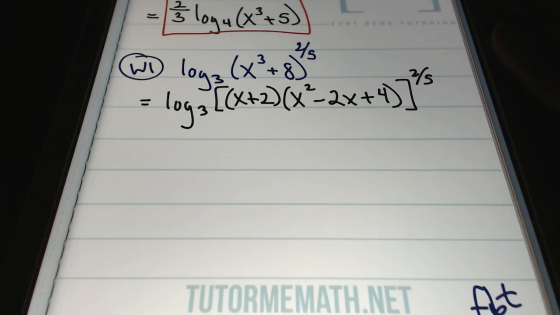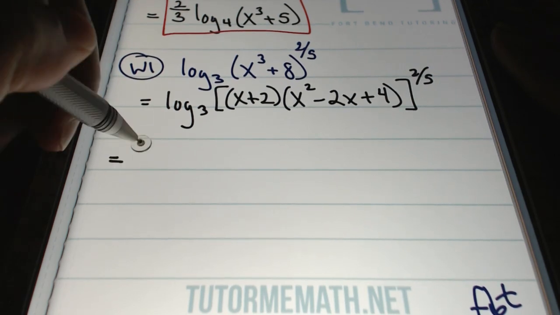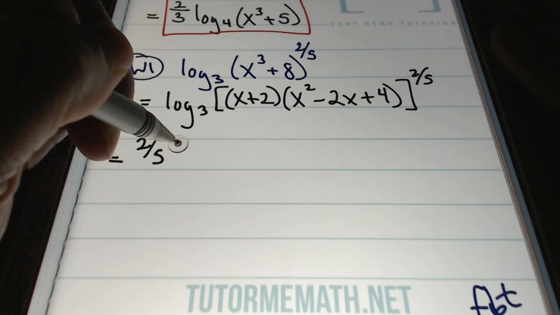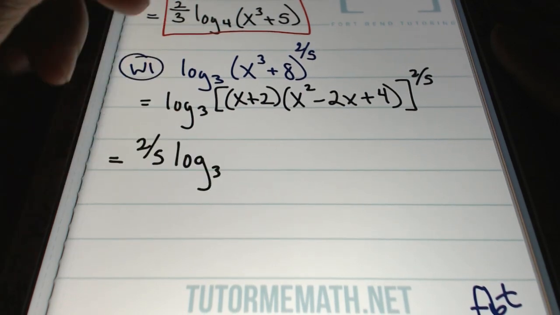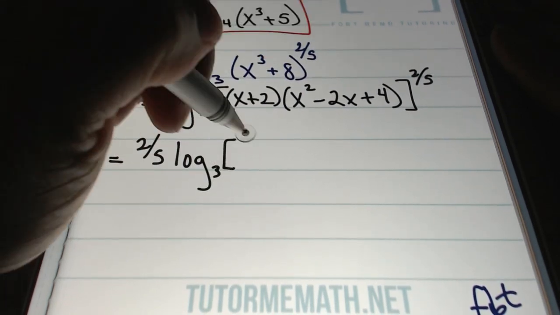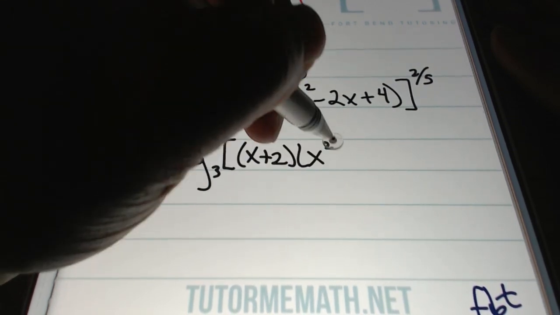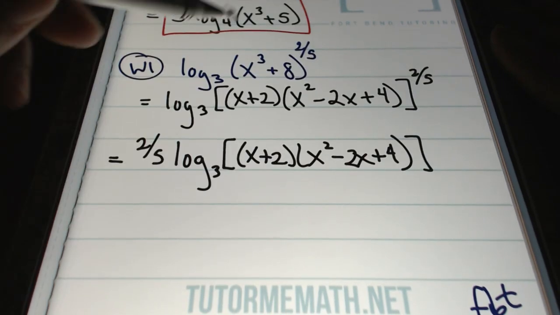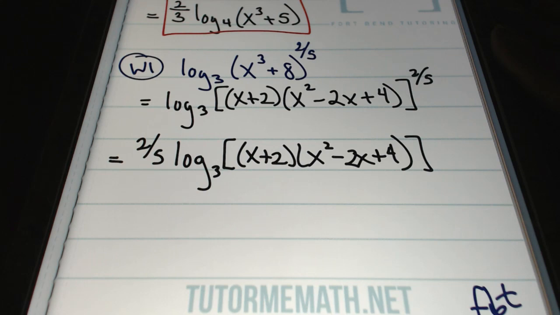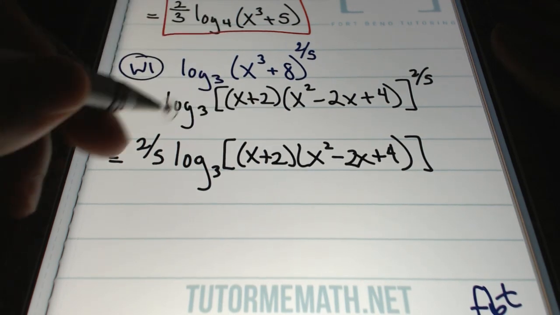And now what we'll do is bring this 2/5 in front. I'm going to take my time with it. We'll have log base 3 of the same quantity, which is going to be the quantity x plus 2 times x squared minus 2x plus 4. And remember, guys, this is the factorization of a sum of cubes that I used to factor it in that form there. And now that I have this, we'll use the product rule for logarithms to expand this further.